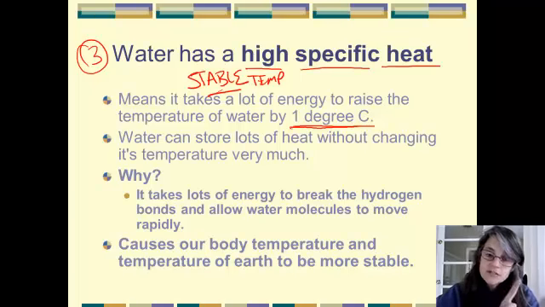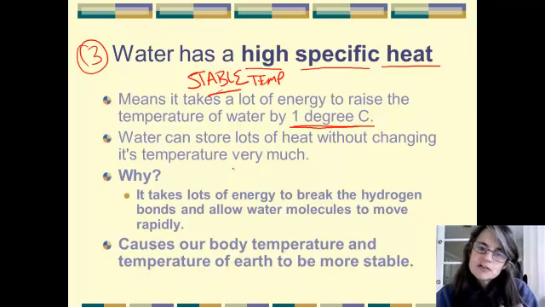Now, conversely, once you have heated water, it can store a whole lot of heat. And that temperature remains pretty stable for a long time. Now, why is that true about water? First of all, again, it has to do with the hydrogen bonds, okay?